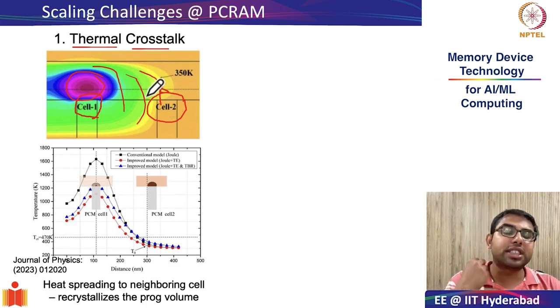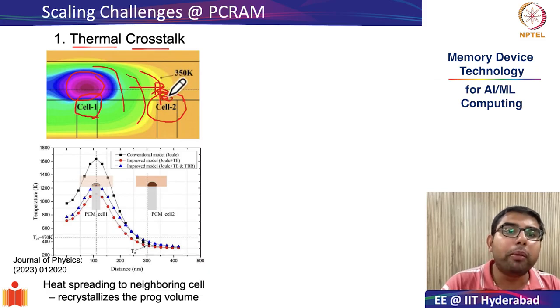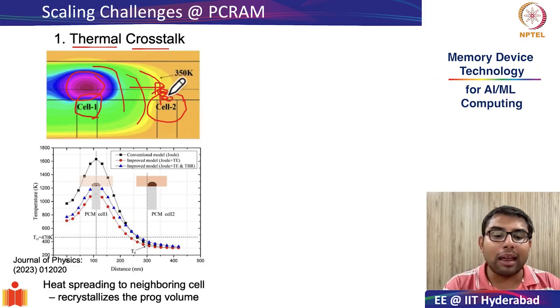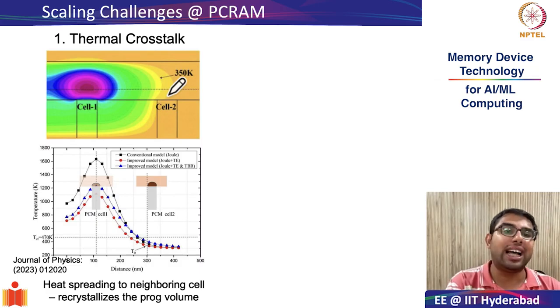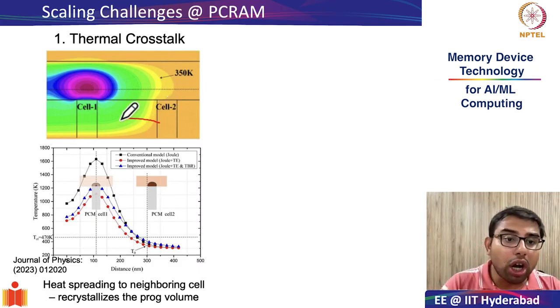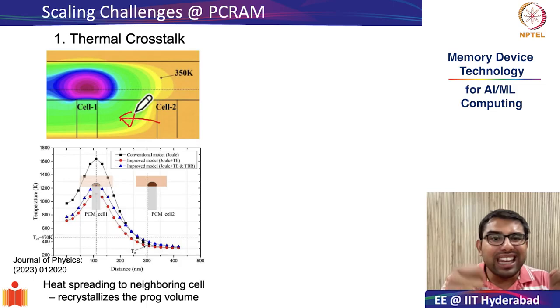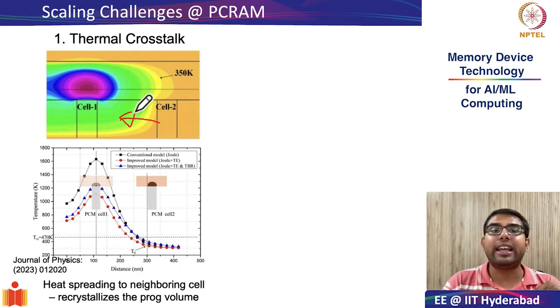That means if cell 2 is in a high resistance state, or in the amorphous state, the spread of the heat can crystallize some of the material belonging to cell 2 as well. And this becomes a big problem in deciding how close you can bring cell 1 and cell 2 together. This limits the area scalability of PC RAM.